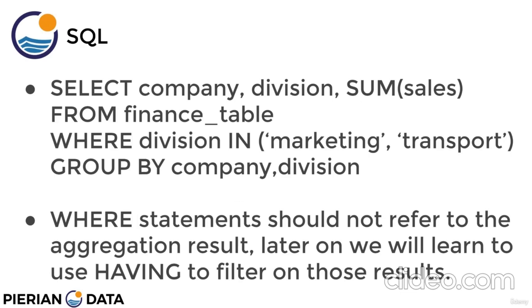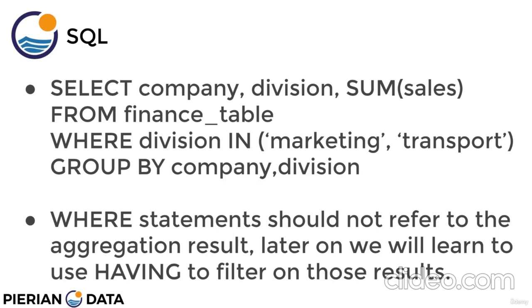And keep in mind that where statements should not refer to the aggregation result. So you shouldn't be trying to do any filtering using a where statement on sum of sales in this case. Later on, we are going to learn how to do that using the having statement to filter on those results. But for right now, if you are using a where statement in conjunction with a group by, that where statement shouldn't make a reference to what is being aggregated, such as sum of sales. That is what the having statement is for, that we're going to learn about later.